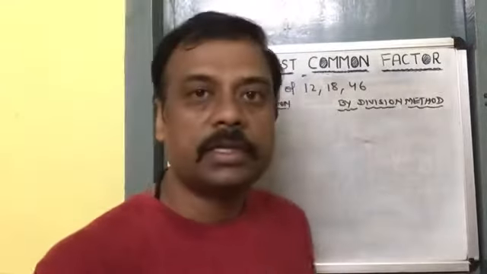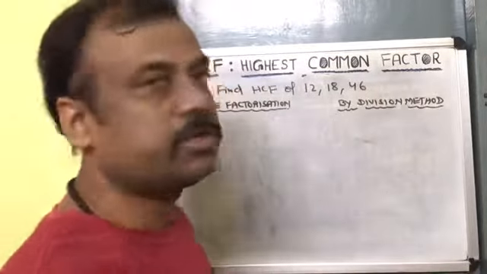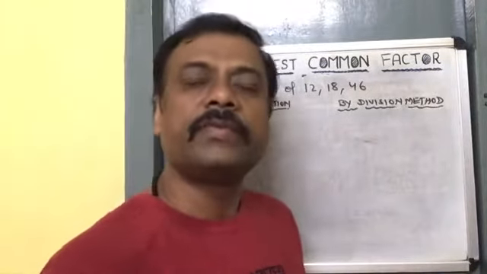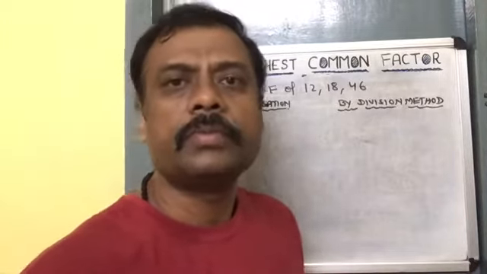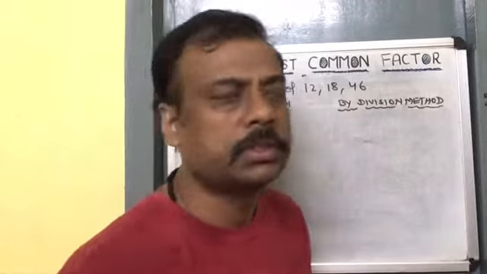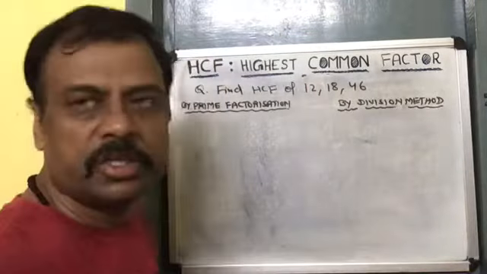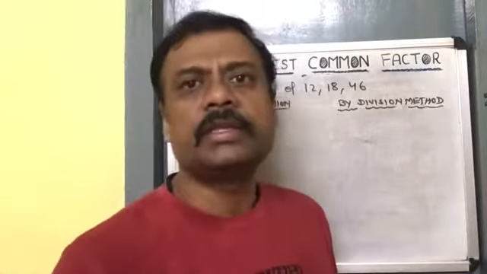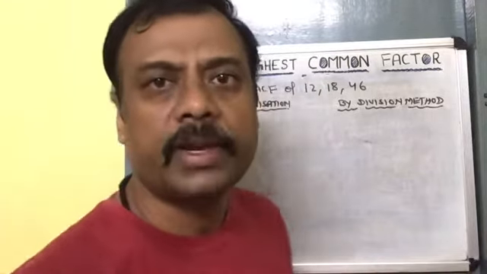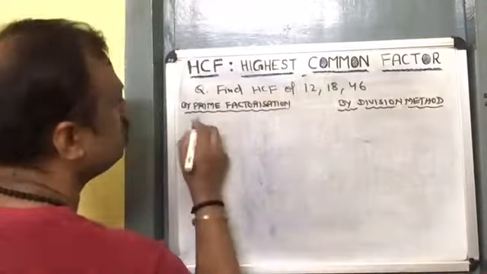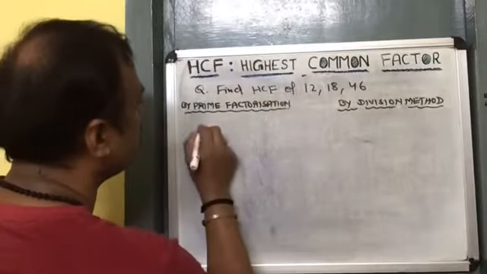Let us find the HCF of 3 natural numbers. In this way we can find the HCF of more than 3 natural numbers also, but we must know the process. By prime factorization it is easy. Just find the prime factors of the given numbers and take out the common factors. Let us do it. So first prime factorize 12.